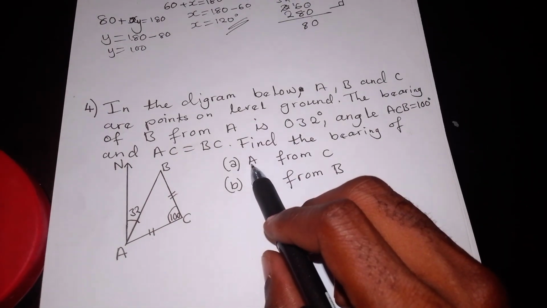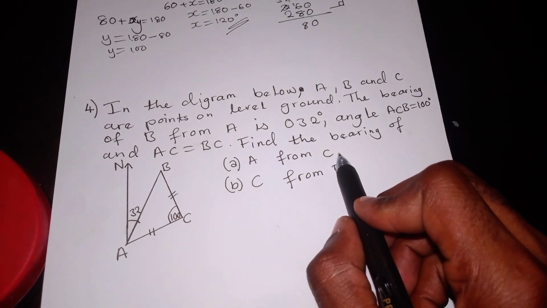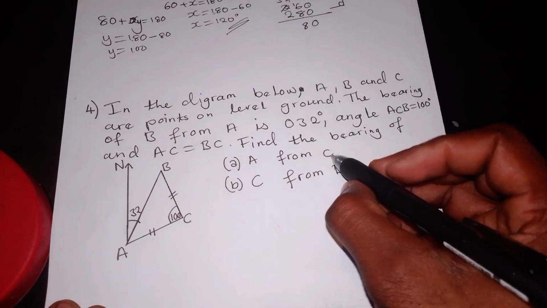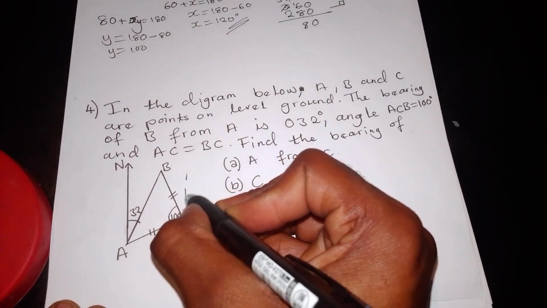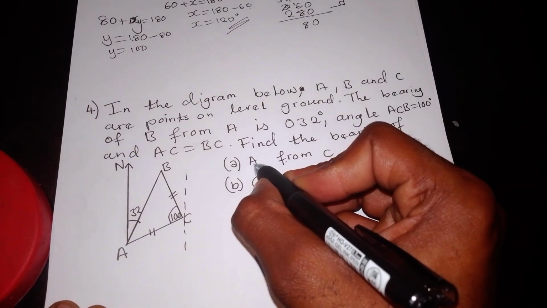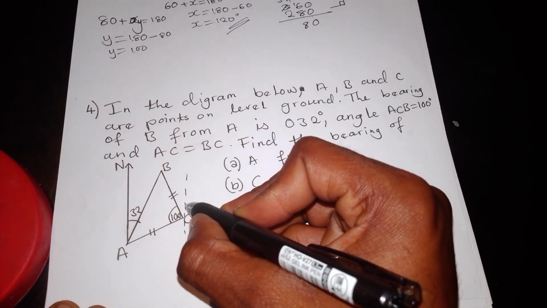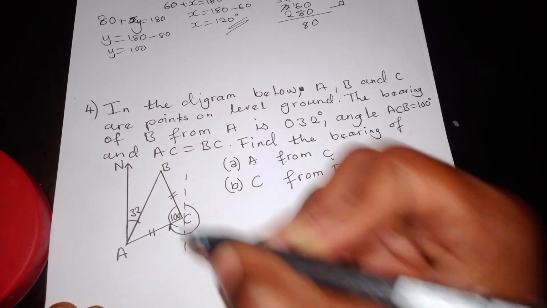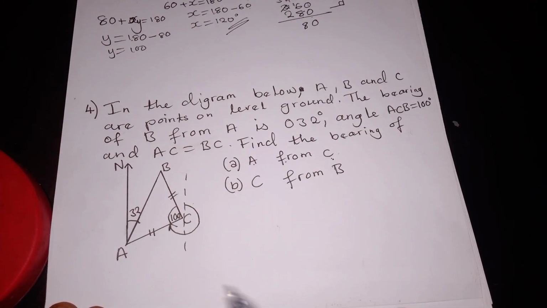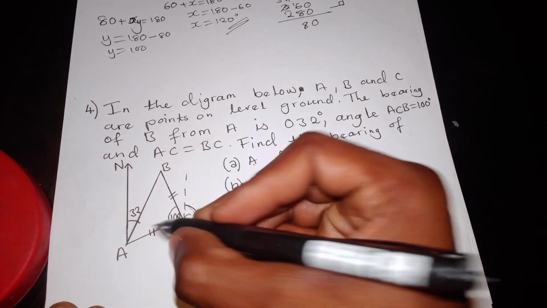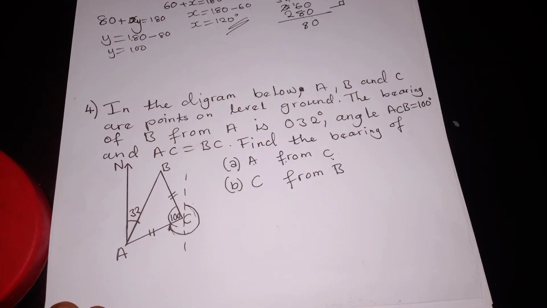So to find the bearing of A from C, I'm sure by now you can tell what the first step will be. You draw a north line on C, because you're starting from C going all the way to A. And then you can draw an arc from C to A like this. And then now your next task is to find this angle. So now how do you find this angle?